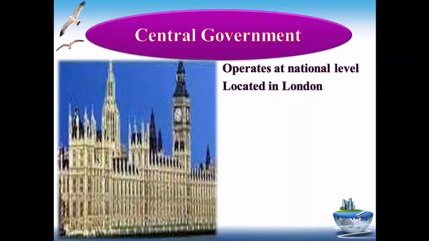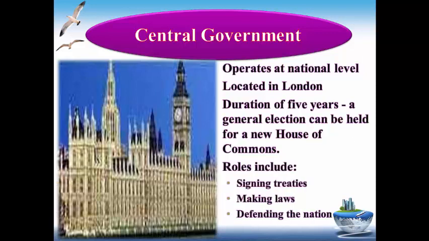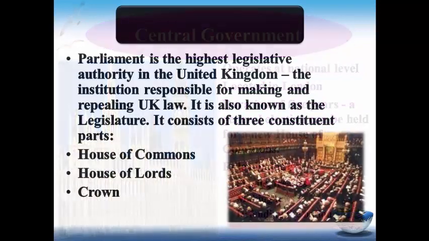As you know, the central government operates at the national level, which is located in London. Every 5 years, the general election can be held for a new House of Commons. It means the members of the House of Commons are elected, but the members of the House of Lords are not elected. They inherit their places from their life peers. And the rule includes signing treaties, making laws, defending the nation.